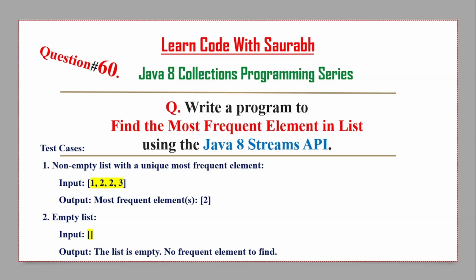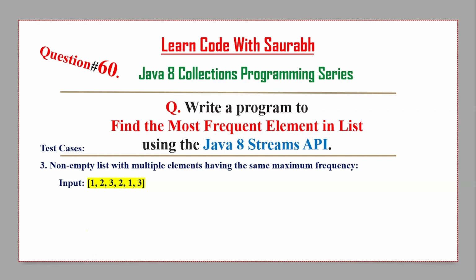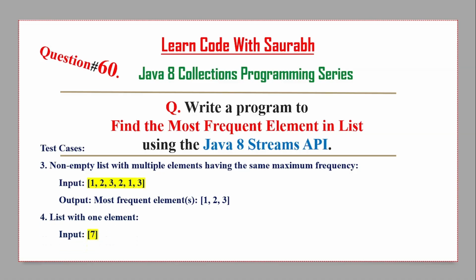In this program, we need to put validation. And for a non-empty list with multiple elements having the same maximum frequency, in the sample input you can see 1 2 3 2 1 3. The frequency is the same for all, so we will get most frequent element 1 2 3, because all appear twice. And for a list with only one element, we will get that element as the most frequent element. Now I'm going to write the class and implement the logic for all these cases.